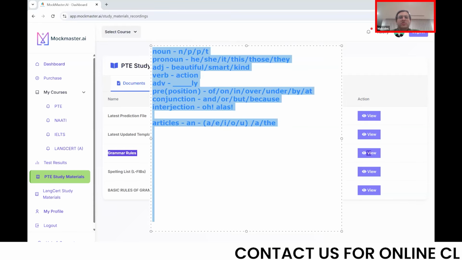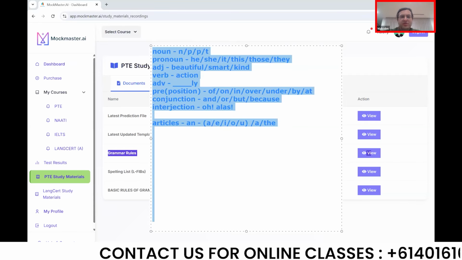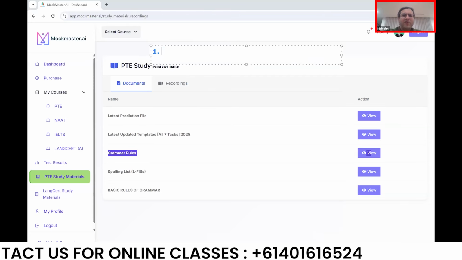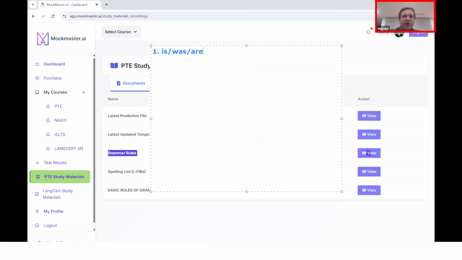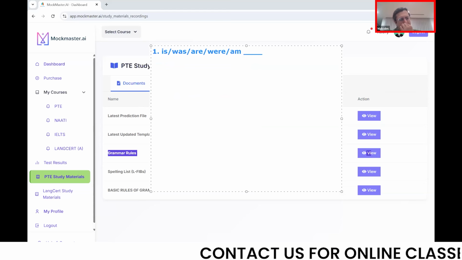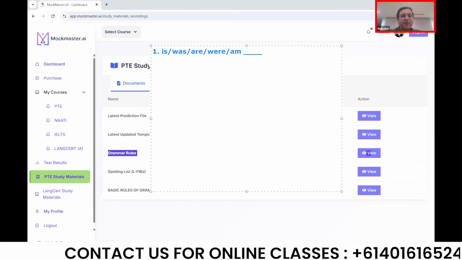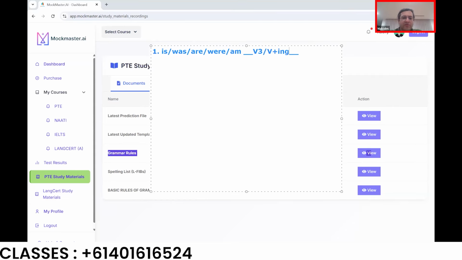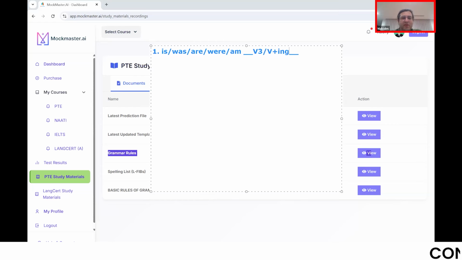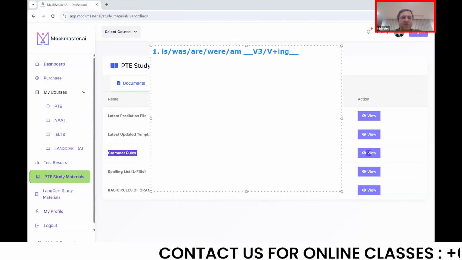Now, if we talk about the rules of grammar, the first rule is if you have a blank, which is a verb after is, was, are, were, am, it can either be V3 or V plus ing. V3 means the third form of the verb. V plus ing means the continuous form of the verb. Like she is eating food. So is followed by ing.